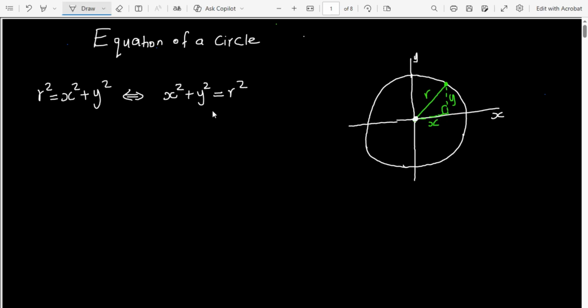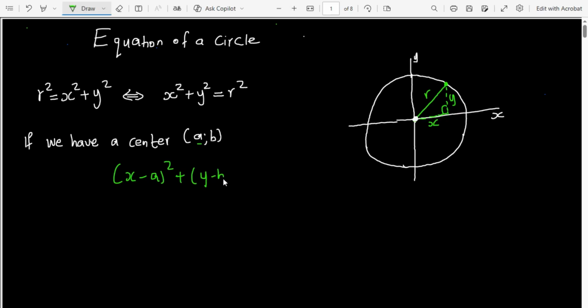Now what will happen if we have a center, let's say A and B? Remember, when it's in this form, A and B is not the origin. What will be the equation of the circle? We're going to say this is x. We minus the x value, which is A, and this is squared. We add this to y, we minus the b value squared, and everything should be equal to r squared.